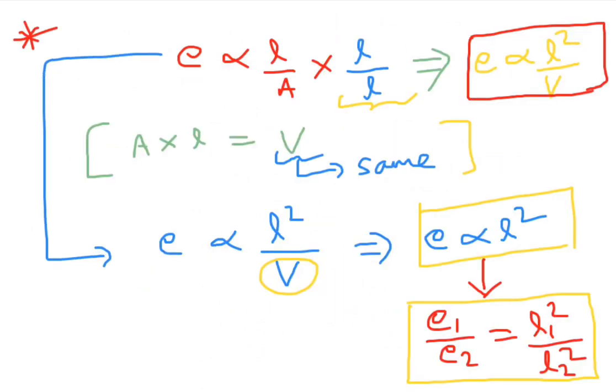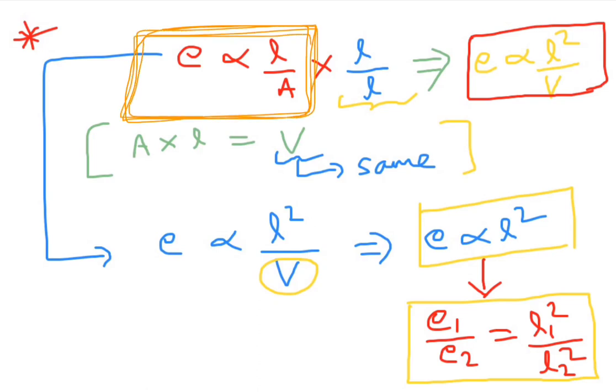Now, let us see here. What I am doing: just now we said E is proportional to L by A. For this, in the numerator and denominator I am multiplying with L. Observe here, what am I multiplying in numerator and denominator? L. If I multiply that, what will happen? Because if you multiply numerator and denominator by L, we can cancel these two things. So for that purpose, I multiplied L here.